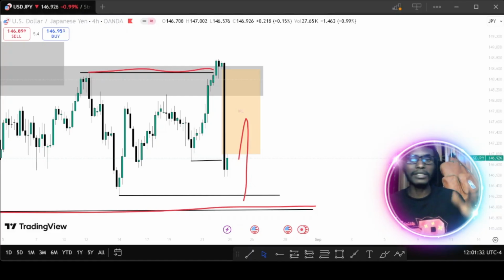So that is our weekly analysis and weekly outlook for the coming week. You can actually see that we are expecting more bearish movement from the coming week.